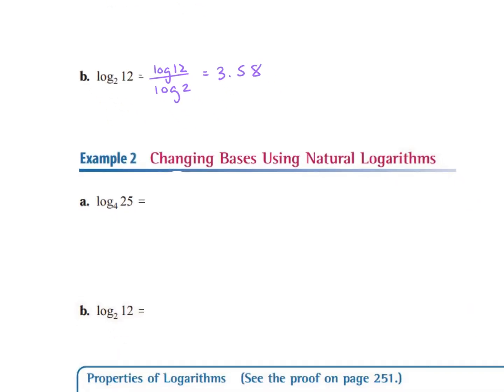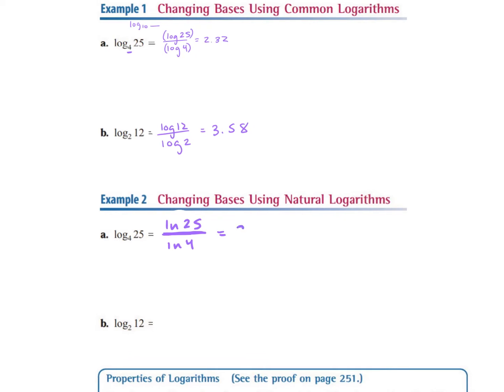We can also change the base using the natural log. So instead of doing log of 25 over log of 4, we could also do ln of 25 over ln of 4, and we get the same answer. So instead of doing logs, you just do ln's, and it's the same thing. So what do you get for ln of 25 over ln of 4? 2.32. Same thing that we got in A.